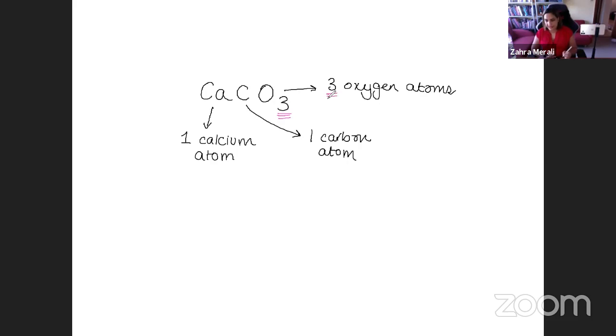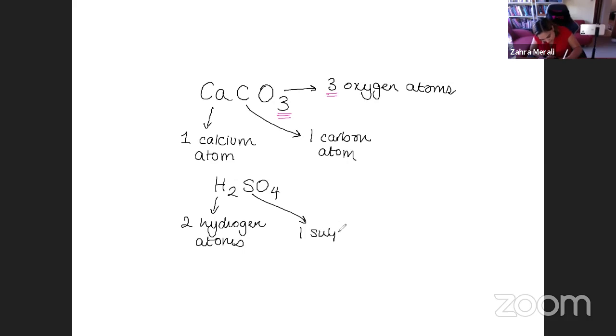So if we had sulfuric acid, which is H2SO4, here you've got 2 hydrogen atoms, 1 sulfur atom, and because the 4 is next to the O, you've got 4 oxygen atoms.